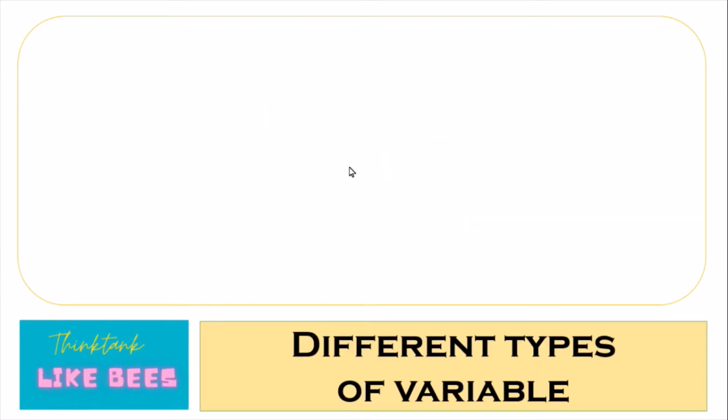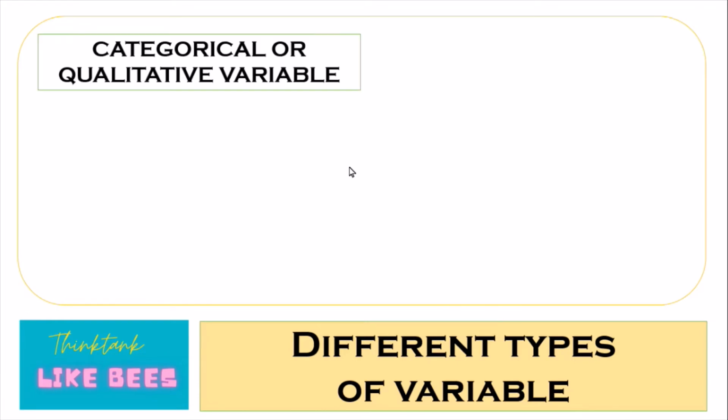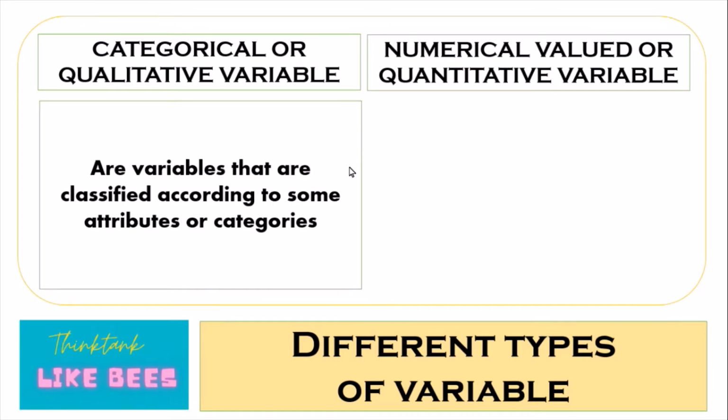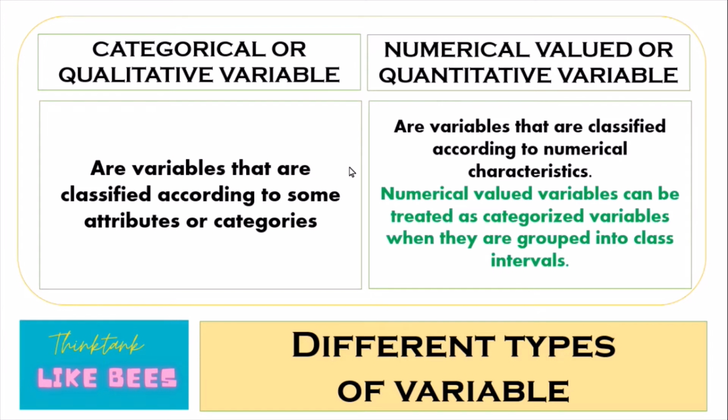So we have different types of variables. We have the categorical or the qualitative variable, and we have the numerical valued or the quantitative variable. When we say categorical, they are variables that are classified according to some attributes or categories. And when we say numerical, they are variables that are classified according to numerical characteristics. Numerical valued variables can be treated as categorized variables only when they are grouped into class intervals.